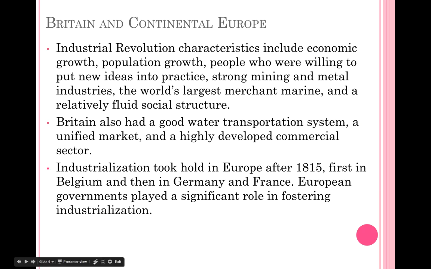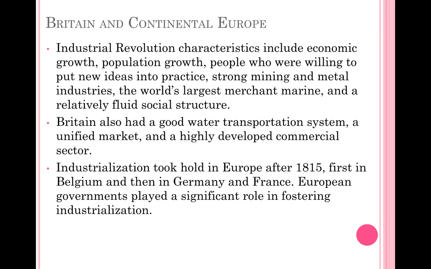So Britain and continental Europe. 18th century Britain had a number of characteristics that helped to explain its peculiar role in the Industrial Revolution. These characteristics include economic growth, population growth, people who were willing to put new ideas into practice, strong mining and metal industries, the world's largest merchant marine, and a relatively fluid social structure.